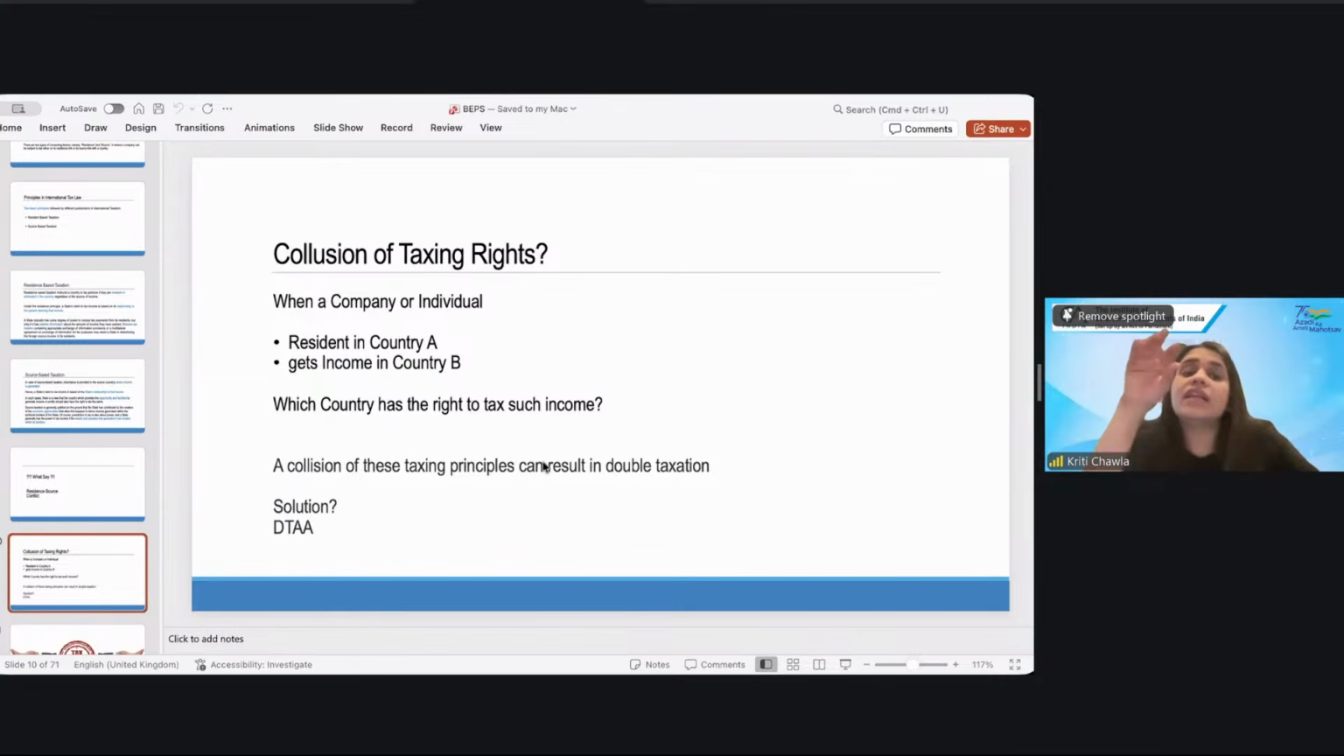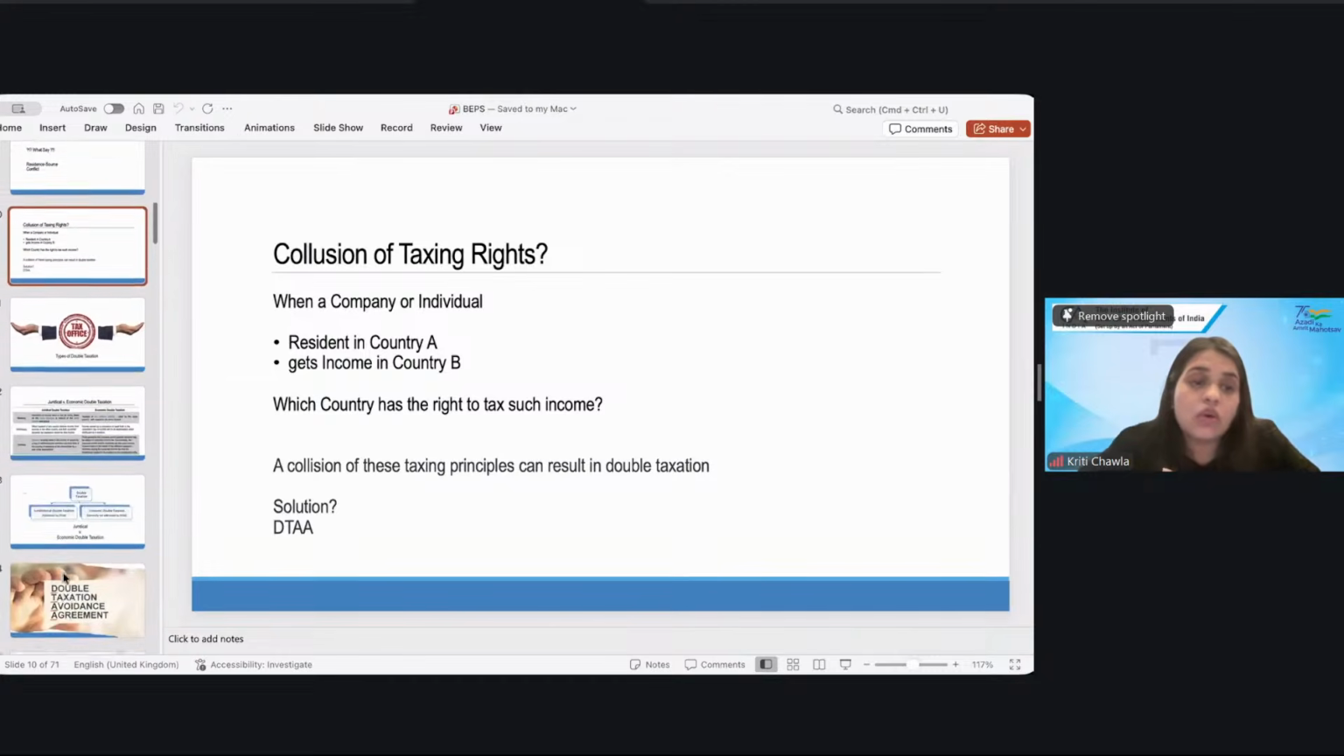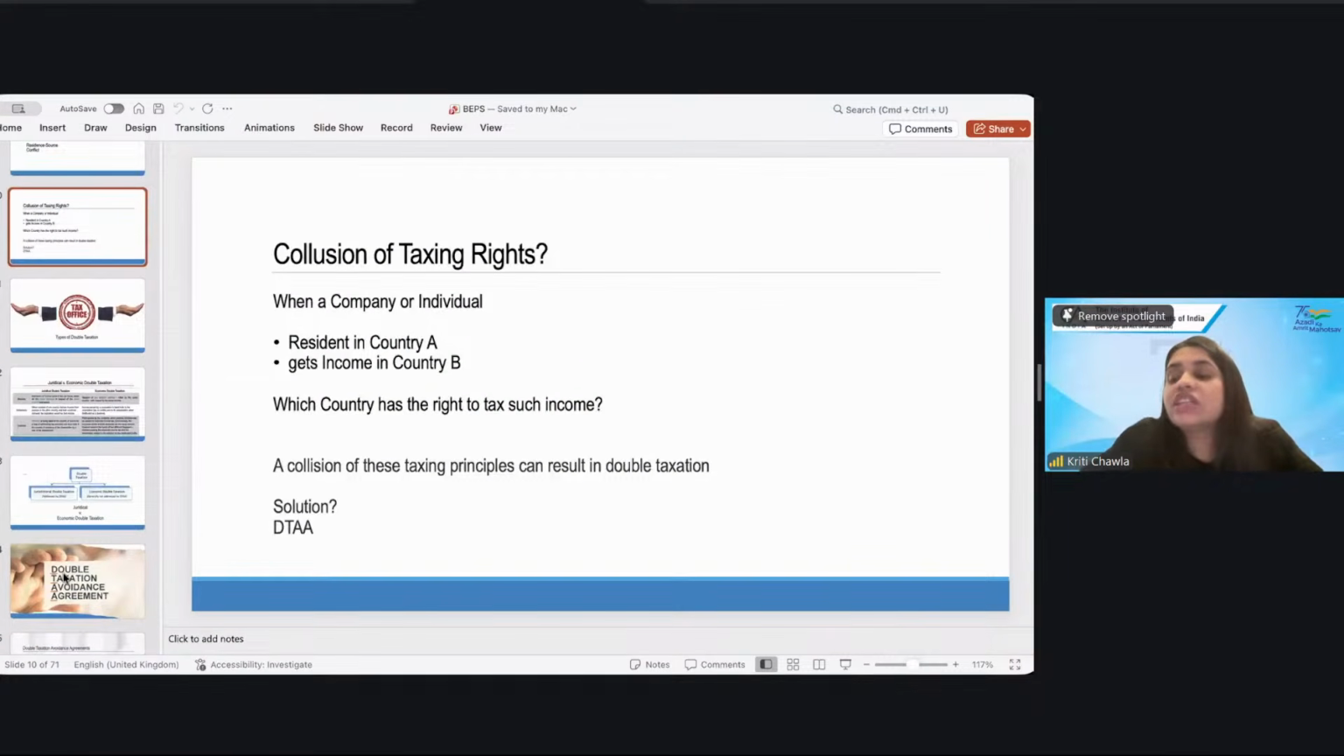And this one income is taxed in country A and it is also taxed in country B. This can result in something called double taxation. And what is the solution? Well, the solution is to have something called double taxation avoidance agreements in play.